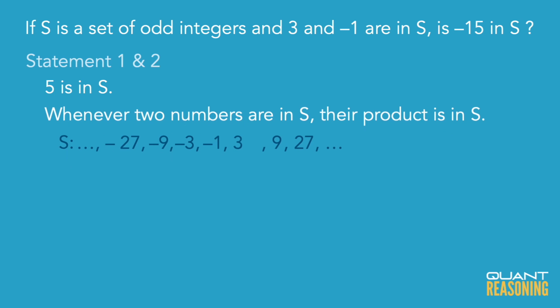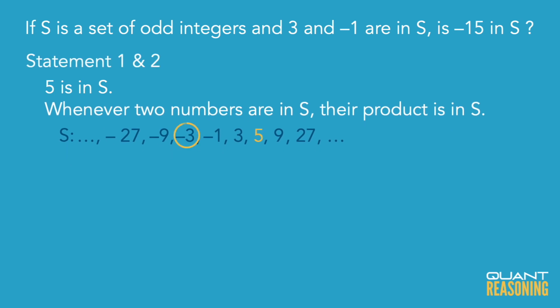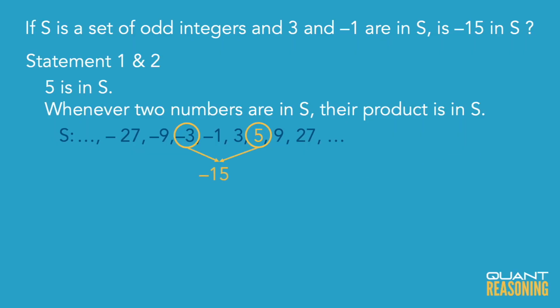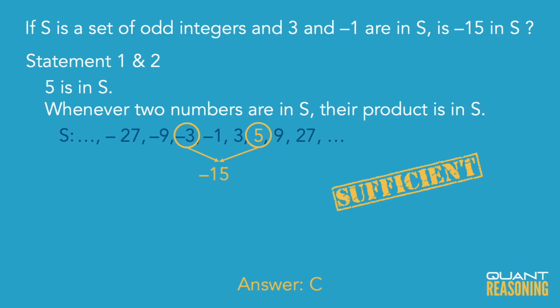Now, if we combine these two statements, we see that we have negative 1, we have 3, we have 5, and we know that the product of any pairs of numbers in the set is there as well. Is negative 15 a product of two of the numbers in the set? Yeah, it sure is. So combined, we can answer the question, and therefore the correct answer is C.